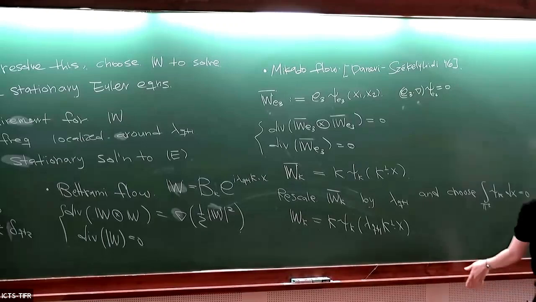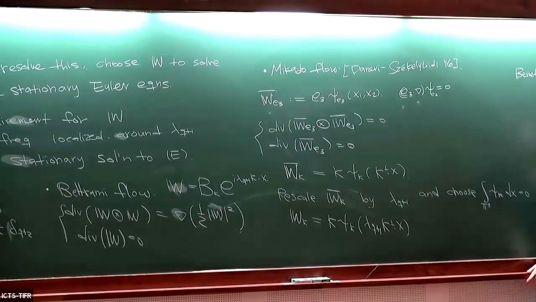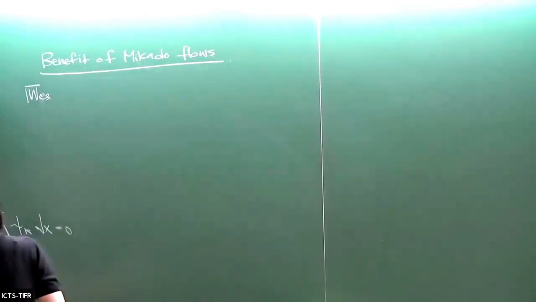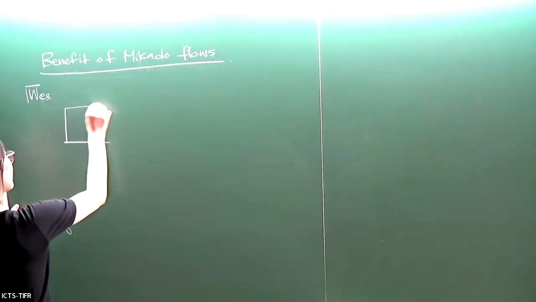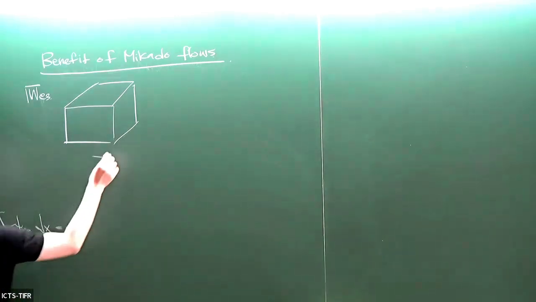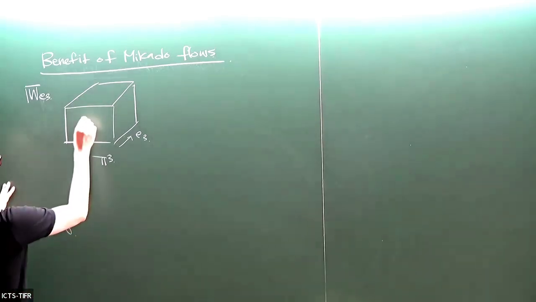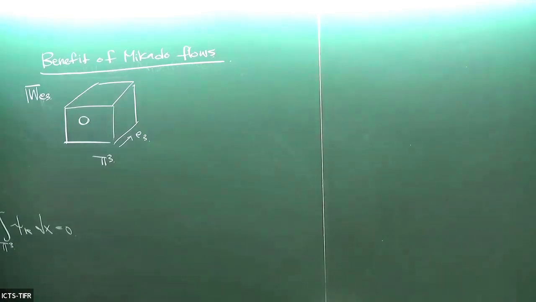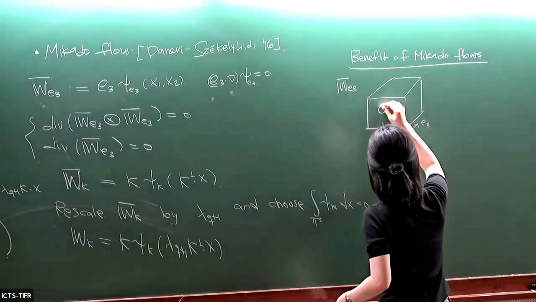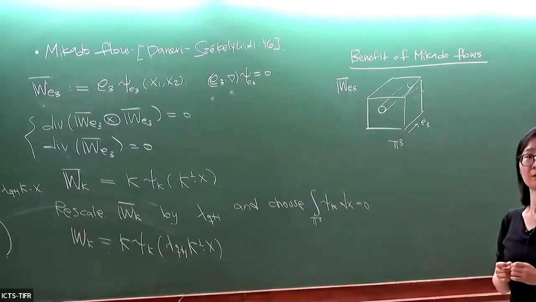Anything else? So now let me give a more detailed description of this benefit of Mikado flow. Let's just work with the standard Mikado flow. This is a periodic function on the torus. So you just imagine some periodic box, and let's say this is the E3 direction. And then you choose the associated function to be compactly supported in the following small region. Okay? And then the support of this Mikado flow will be given as follows. So it's supported in the following thin pipes.